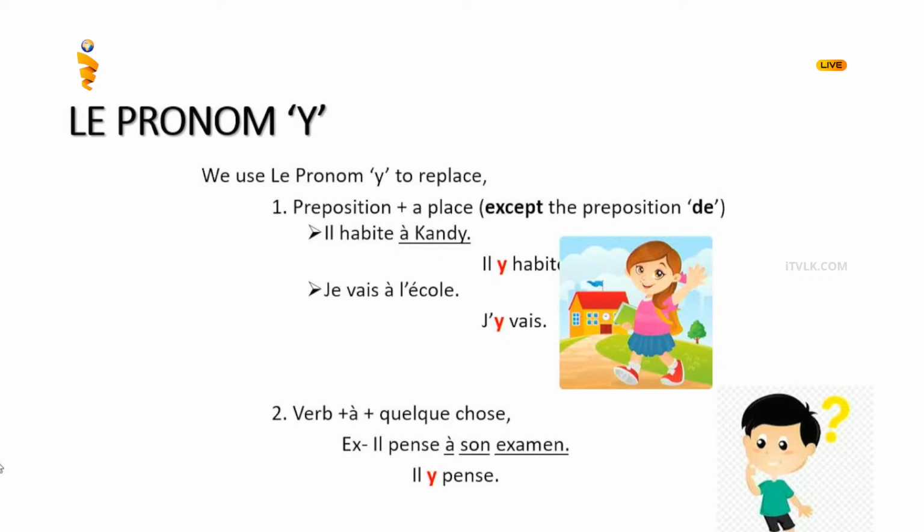Children, why do we use the pronoun y? There are two instances where we can use the pronoun y. We can use the pronoun y to replace a preposition plus a place. That means in your sentence, after the verb, if you have a preposition plus a place. Look at the example. Il habite à Kandy. À plus Kandy. À is a preposition, Kandy is a place. So to replace à Kandy, you can use the pronoun y.